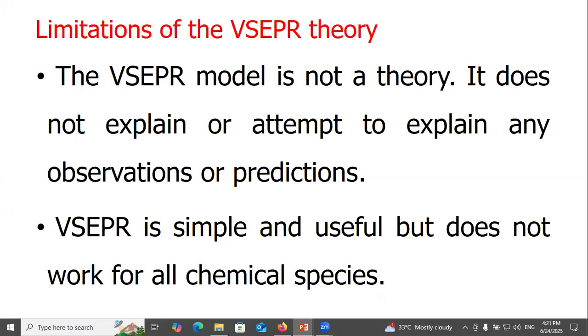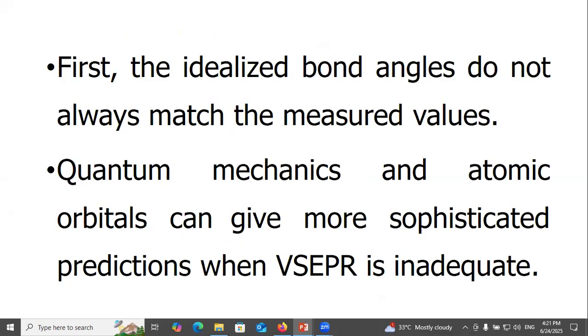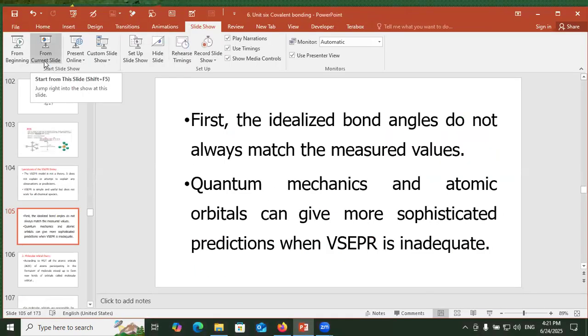Limitations of valence shell electron pair repulsion theory. The VSEPR model is not a theory. It does not explain or attempt to explain any observation; it only predicts. VSEPR is simple and useful, but does not work for all chemical species. First, the idealized bond angles do not always match the measured values. Quantum mechanics in atomic orbitals can give more sophisticated predictions when VSEPR is unsuccessful.